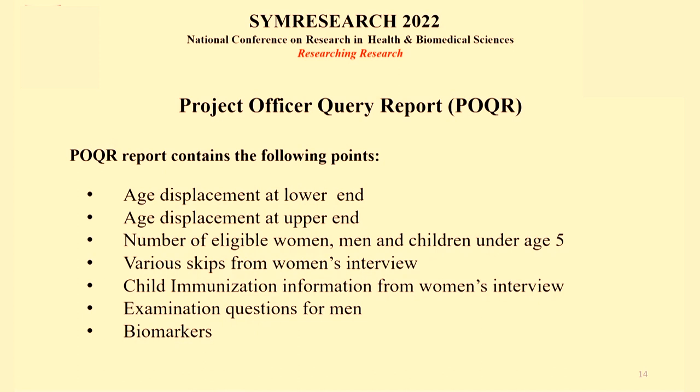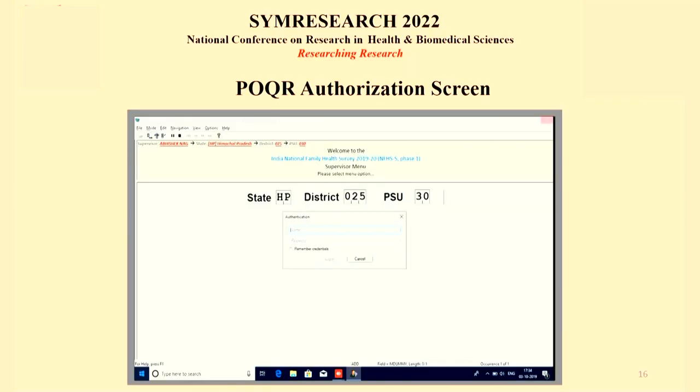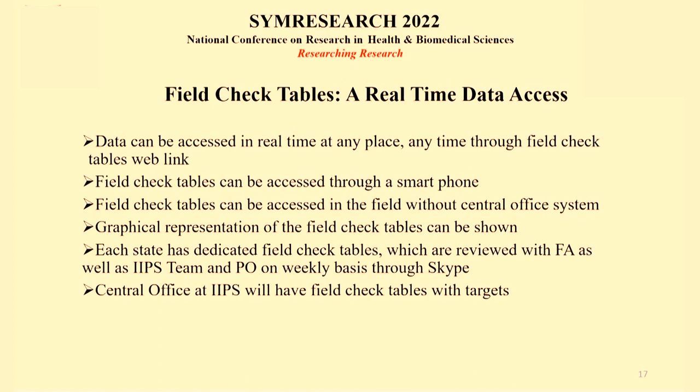At district level, we are placing our people, whatever data has been collected by 5 or 6 teams working in a district, that is collated together and POQR is run with the help of one login and password, which is given only to our people, not to the agencies who are collecting data. These are the two applications which we are using.